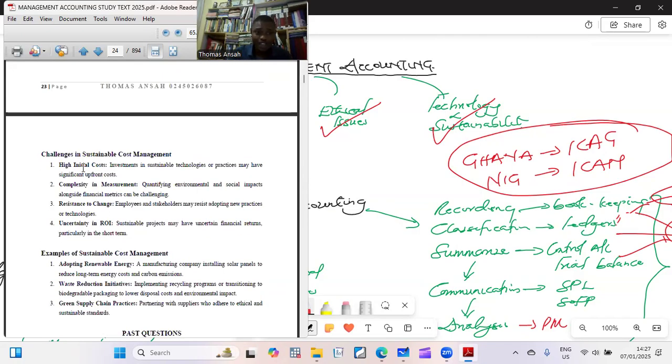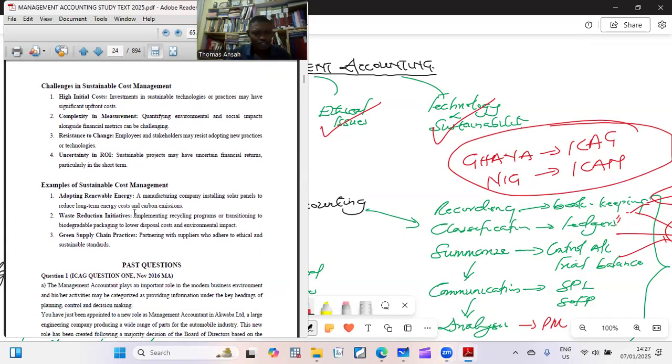Of course, these things are highly expensive and complex in terms of developing the KPIs. Very, very difficult for you to have KPIs for your environmental activities. All right. Uncertainties in calculating return on investments and all those things.